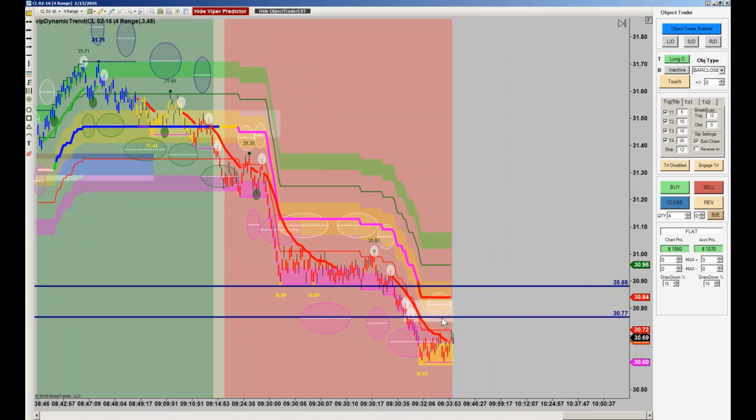I'm watching for my ellipse. And if it comes up any higher, it won't go any higher than this right here. That's a pretty well established area of resistance. Let's see if we can get it.